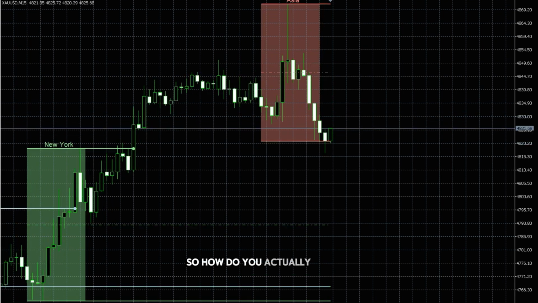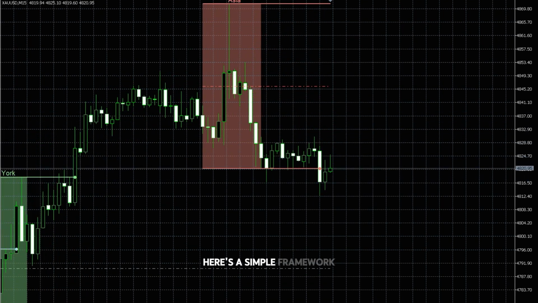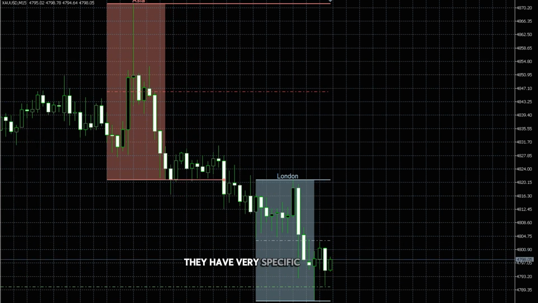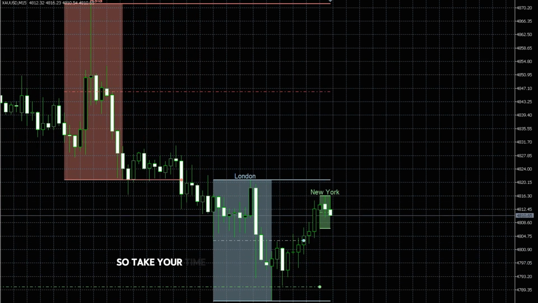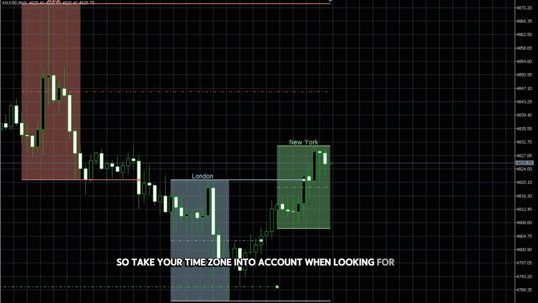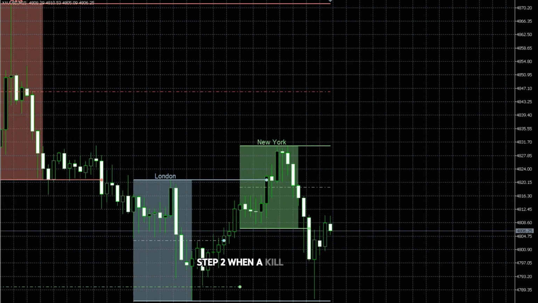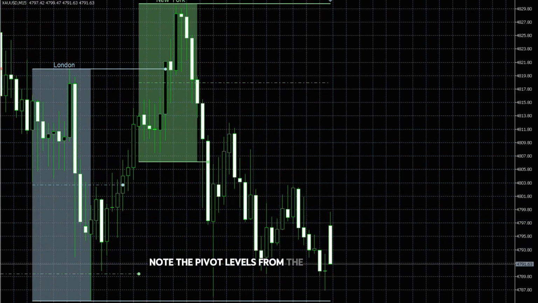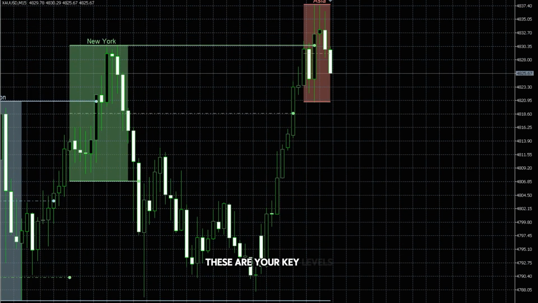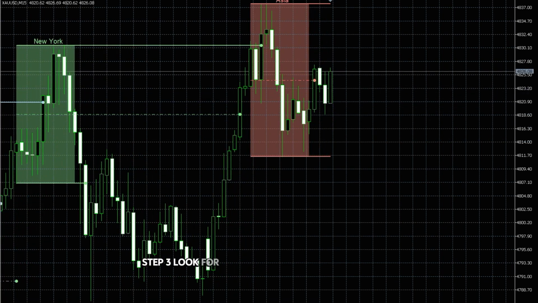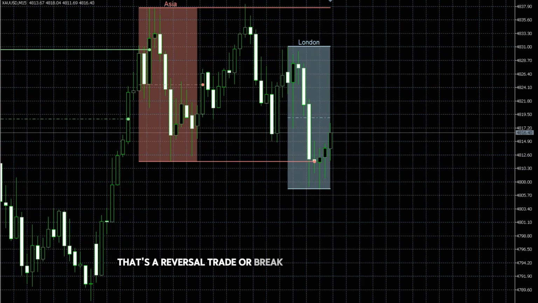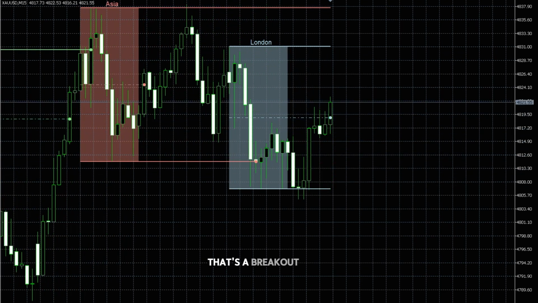So how do you actually use this? Here's a simple framework. Step 1, know when the kill zones are. They have very specific time limits, so take your time zone into account when looking for them. Step 2, when a kill zone opens, don't trade immediately. Note the pivot levels from the previous session. These are your key levels. Step 3, look for price to either reject a pivot level, that's a reversal trade, or break through it with momentum, that's a breakout trade.